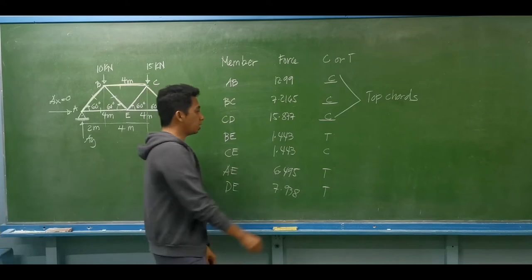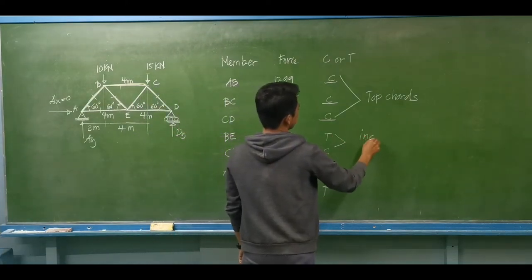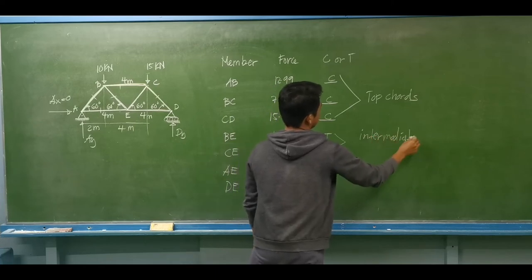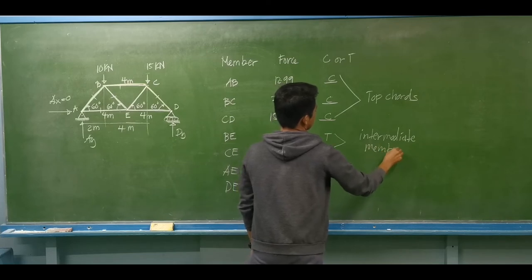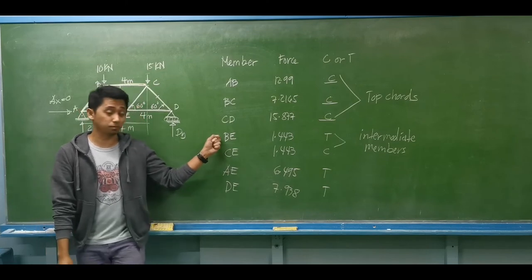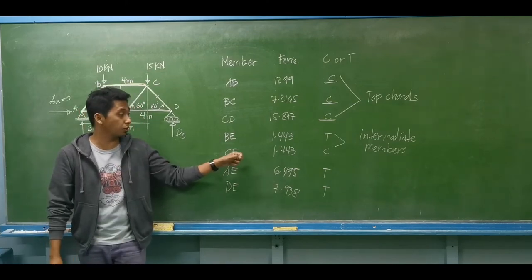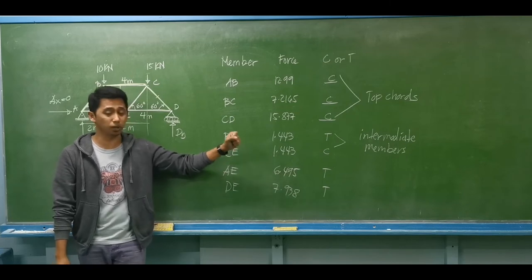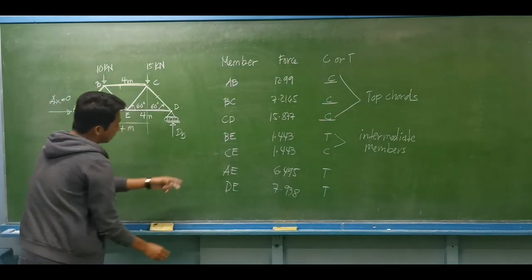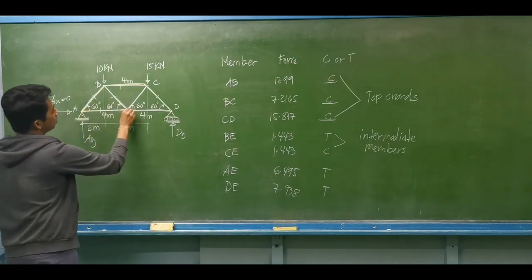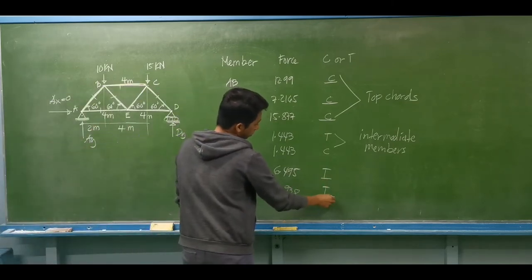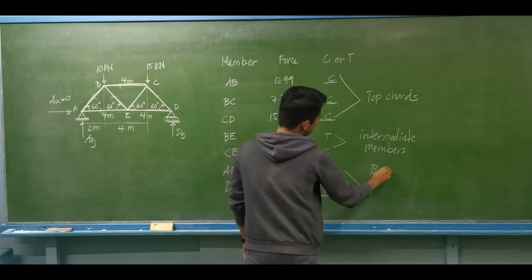Then we have BE and CE. These are the intermediate members. So intermediate members, it is possible that they are under tension or they are under compression. So doon nagkakaroon ng parang variety, pwede siyang tension, pwede compression. Then if you observe the last two members, we have member AE and member DE. So as you can see, they are both tension. So ito naman yung mga tinatawag natin na bottom chords.